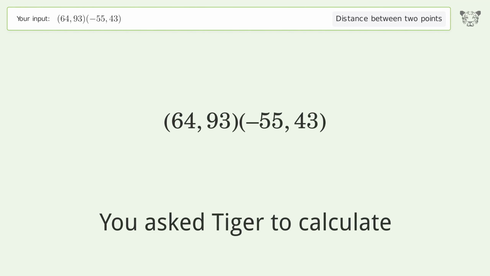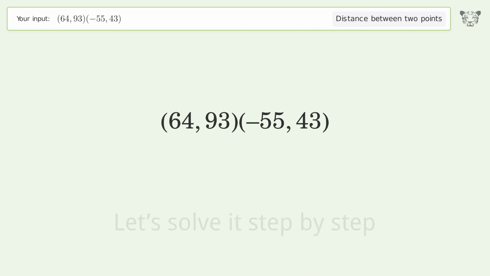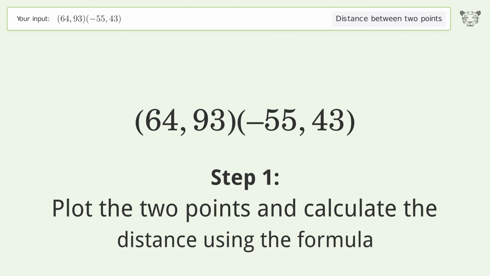You ask Tiger to calculate. This deals with the distance between 2 points. The distance between the 2 points is the square root of 16,661, or 129.077. Let's solve it step by step. Plot the 2 points and calculate the distance using the formula.